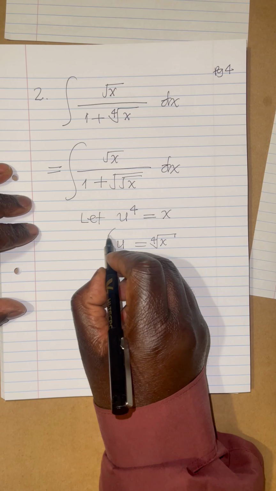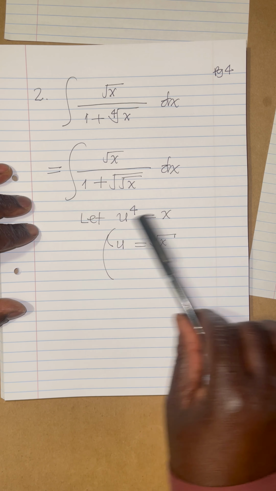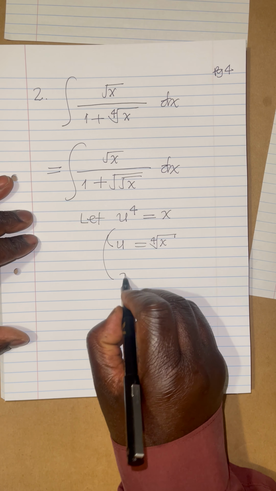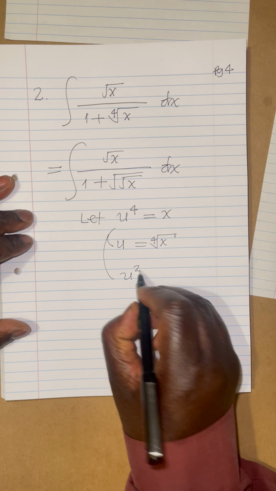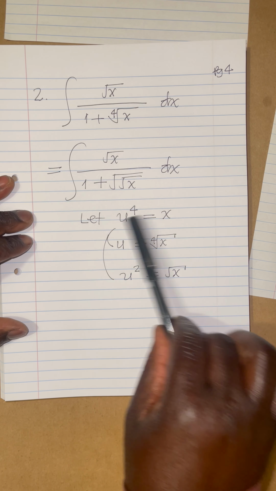The second equation is going to be, remember, we have square root of x in the numerator. So we need square root of x from this equation here. You'll agree with me that it will be u to the power 2 is equal to square root of x. We're taking the positive square root on both sides to get that.